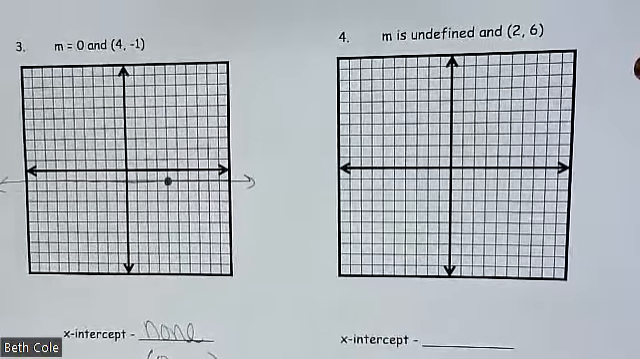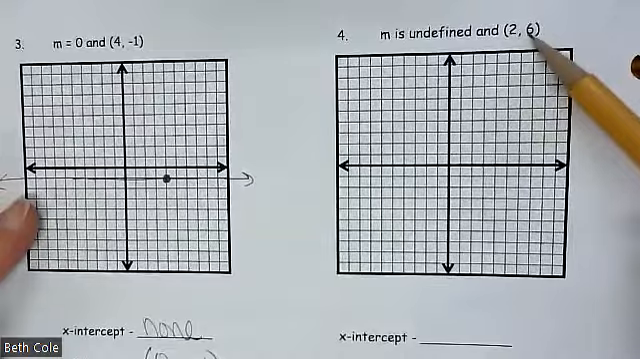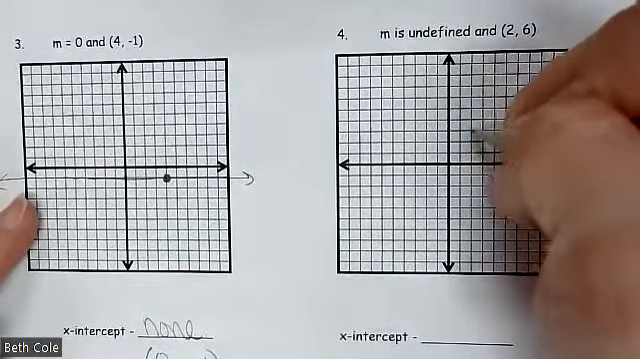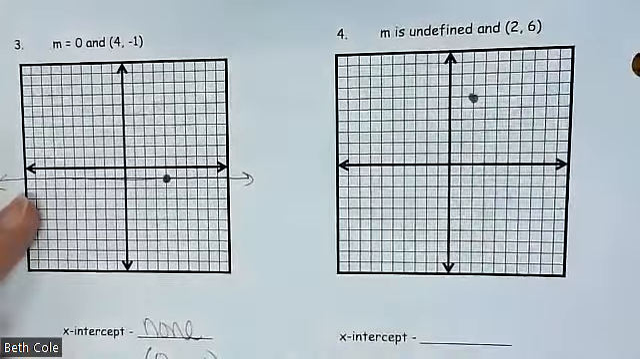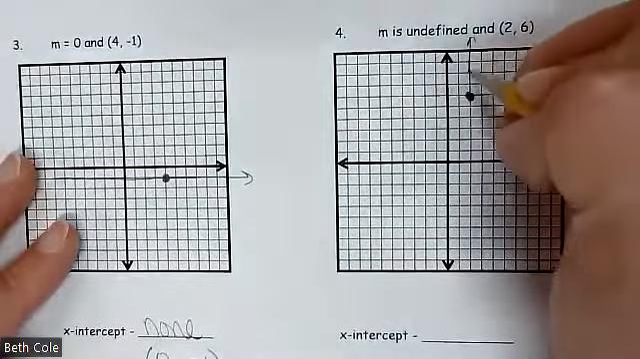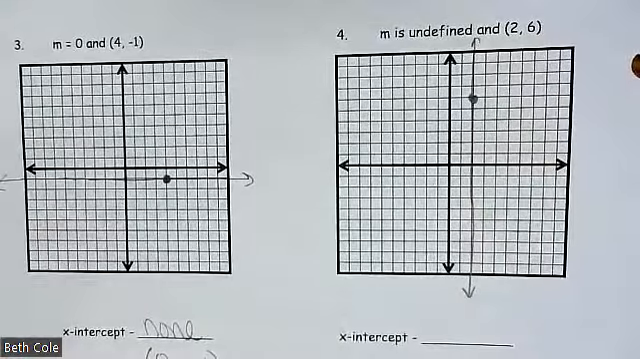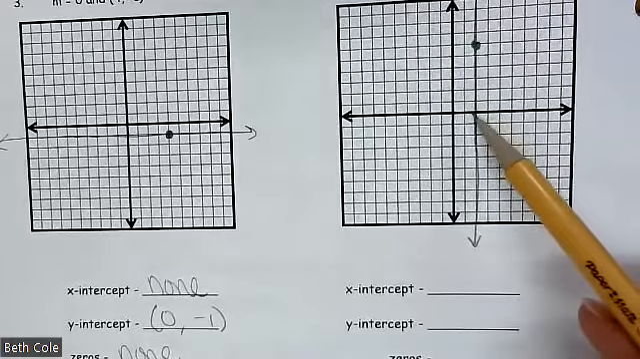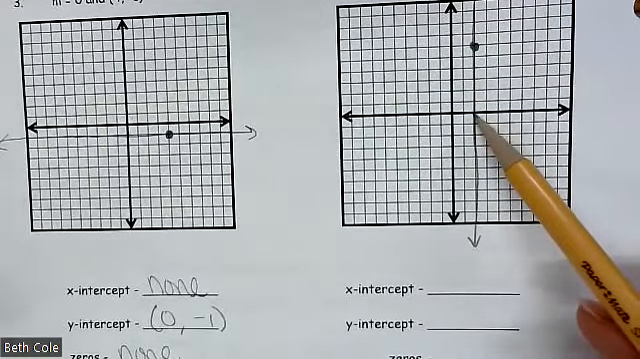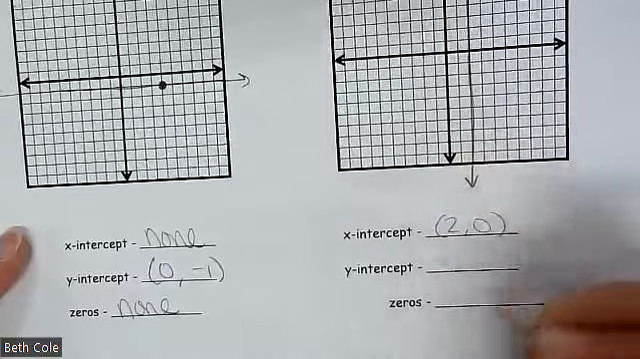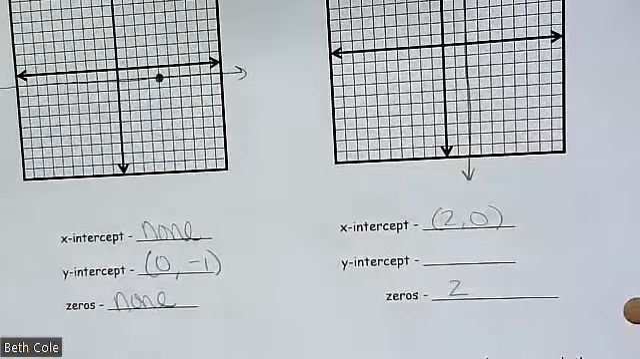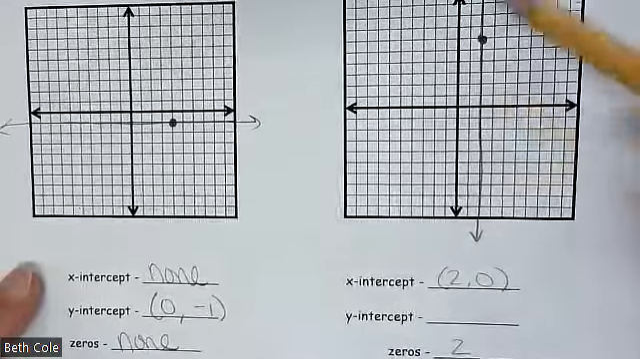All right, undefined, that's going to be a vertical line. We want to go through 2, 6. That's in the first quadrant, so go ahead and plot that. 2, 6, and then draw a vertical line. So where is that touching the x-axis? 2, 0, good. And you can go ahead and put 2 on the line for zeros. Or you can put 2, comma, 0, I don't care. For zeros, you can just put the number. And then where does it touch the y-axis?